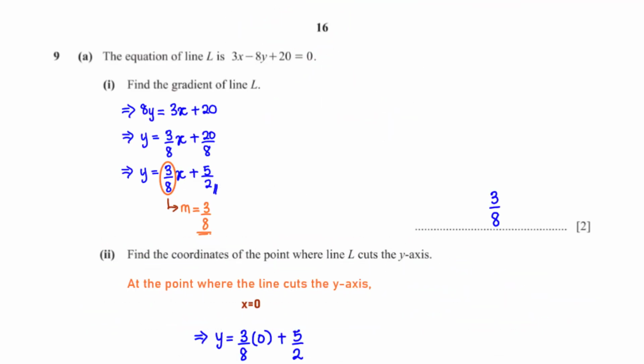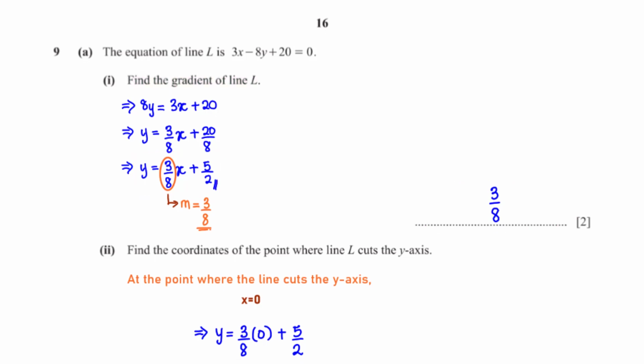The equation of line L is 3x minus 8y plus 20 equals 0. Find the gradient of line L. First, let's rewrite the equation in the form y equals mx plus c. So we send 8y to one side of the equation, giving us 8y equals 3x plus 20. When we divide both sides of the equation by 8, this is what we get. Now that we have the equation in this form, we can straight away tell that the gradient is the coefficient of the x term, and this is 3 over 8.